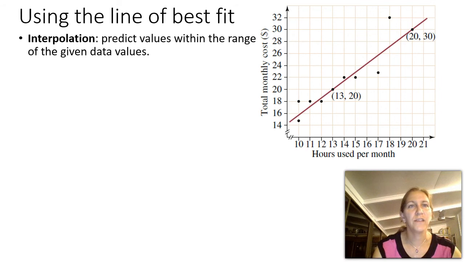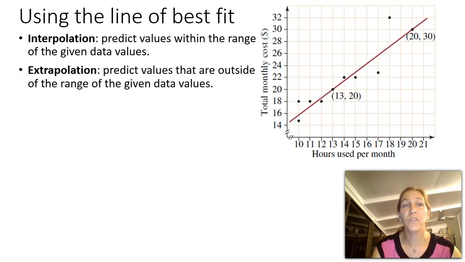Using the line of best fit, we can use it in several different ways. One, we can interpolate. Interpolation is predicting values within the range of given data values. We can predict any value along this line using either the scatter plot or the equation that we found. There's also extrapolation, which is predicting values outside of the range of data values. If you keep extending this line, you can predict values quite a way off into either the future or the past of this data set.